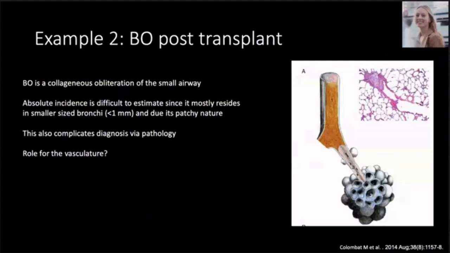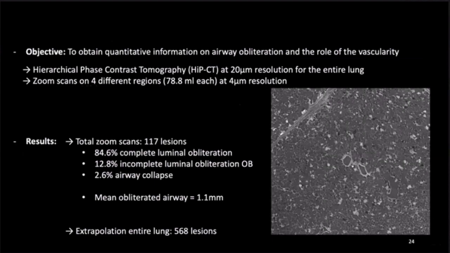A second example is an airway-centered disease. I've been focusing on airways for a long time, so I cannot let this loose. So this is an example of a patient that was transplanted, and typically you have fibrotic remodeling inside the airway there. We don't know much about that because it's only visible on the pathological scale. The question that we have is, is there a role for the vasculature, and how many lesions are present? And this is an example here.